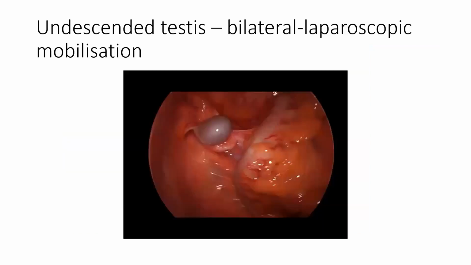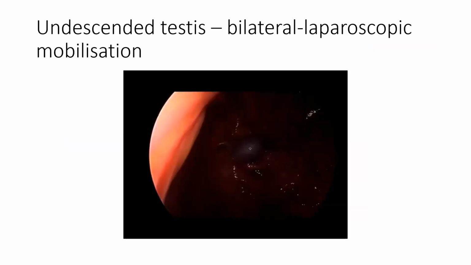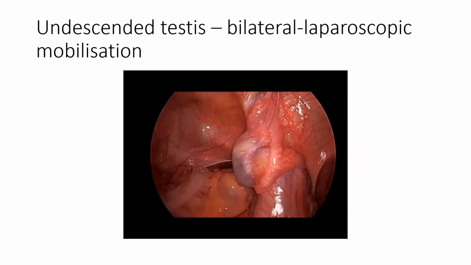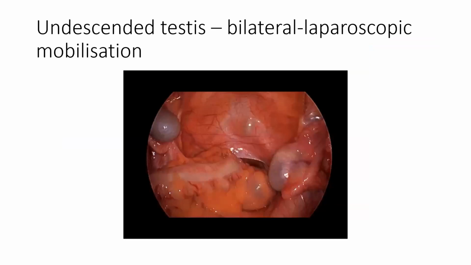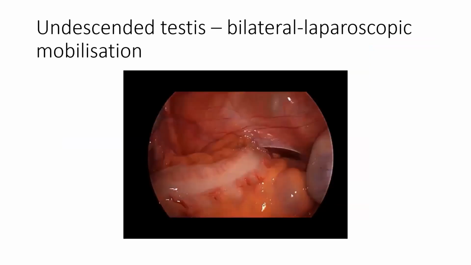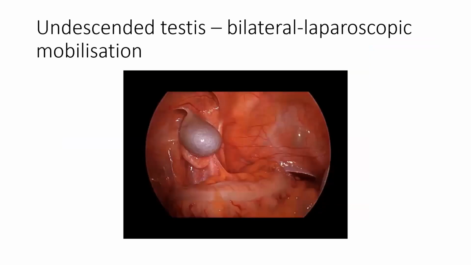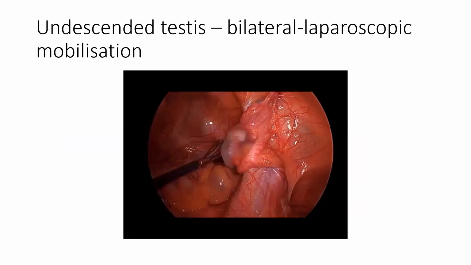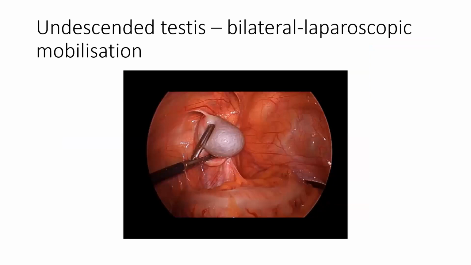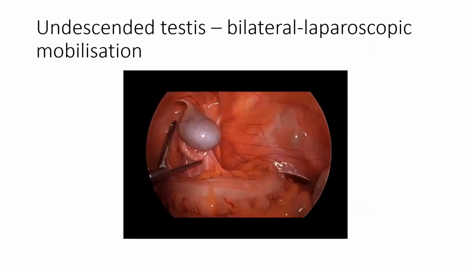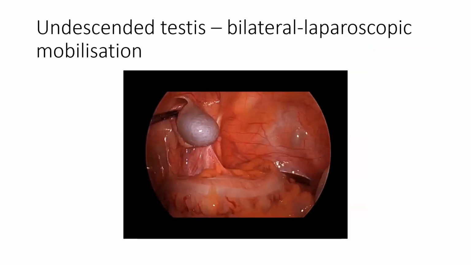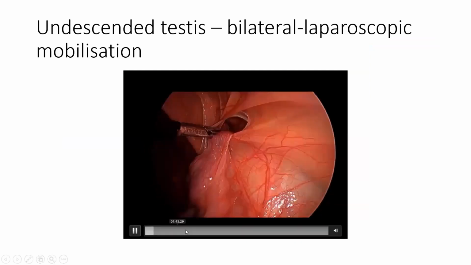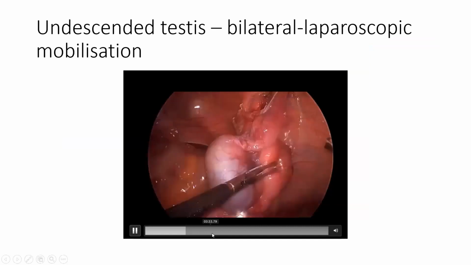In undescended testes, when you are doing laparoscopic surgery, you have to cut the vascular supply of the testicular vascular pedicle so as to have better mobilization of the testes. So the blood will be coming from the artery to the vas, and from the gubernacular side. So I will try to fast forward it because everybody knows this particular procedure.